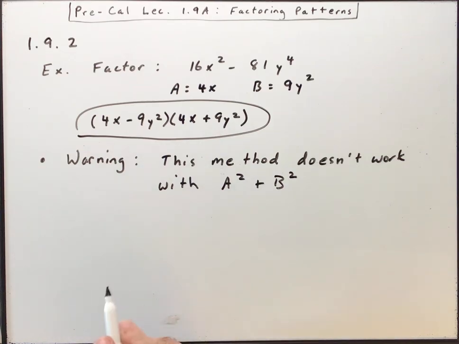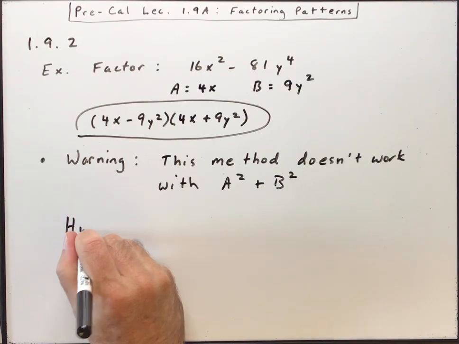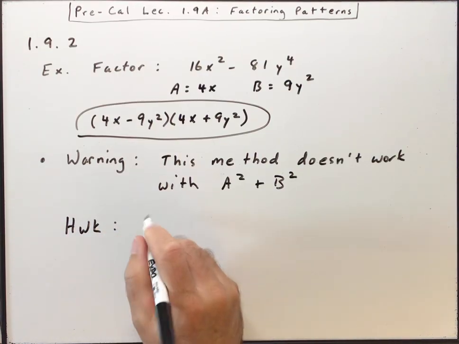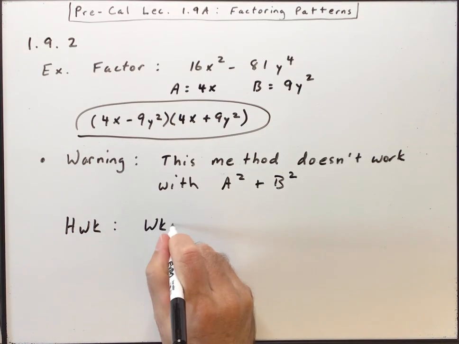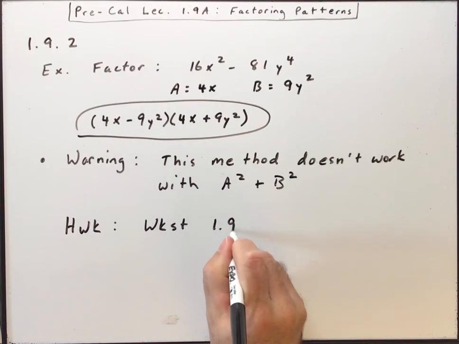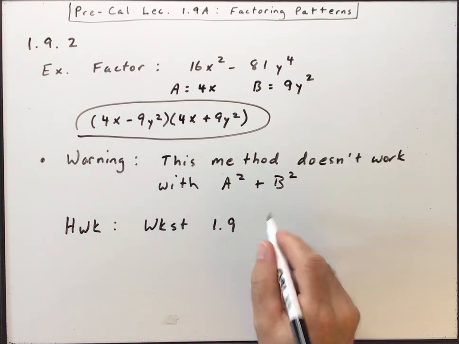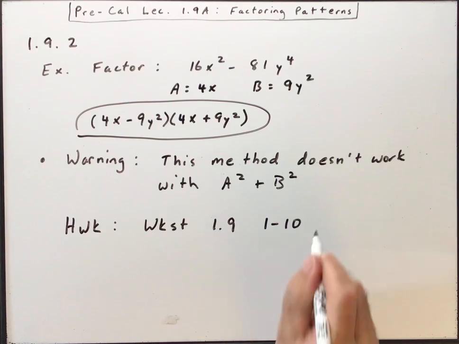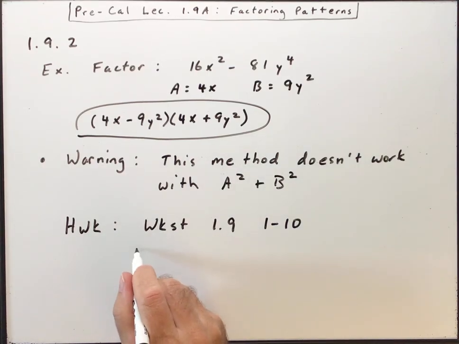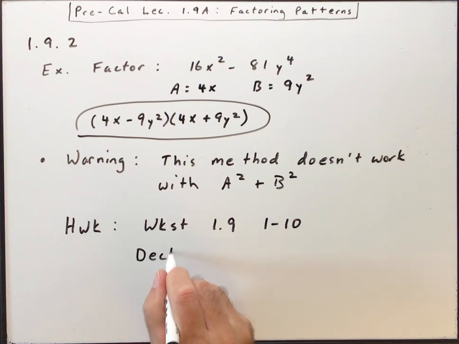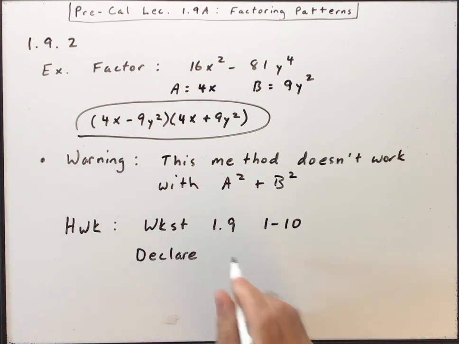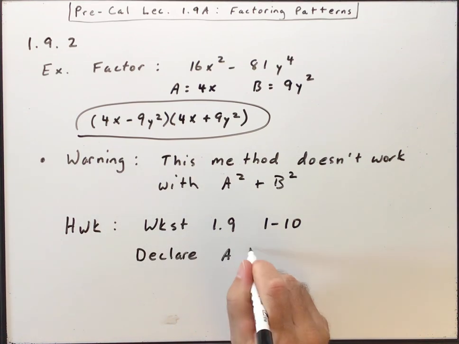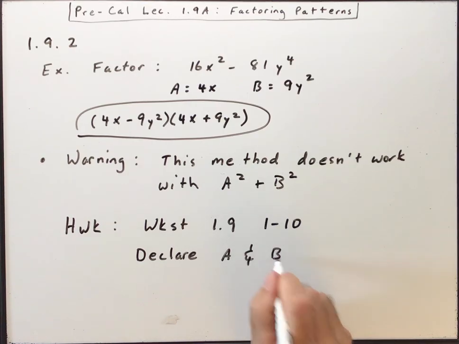All right, so the homework is worksheet 1.9 and just do 1 through 10. Make sure that you, on your homework, don't just go straight to the answer. Declare on your worksheet A and B. I want to see A and B, and then you can go to the answer. Same thing on the test.